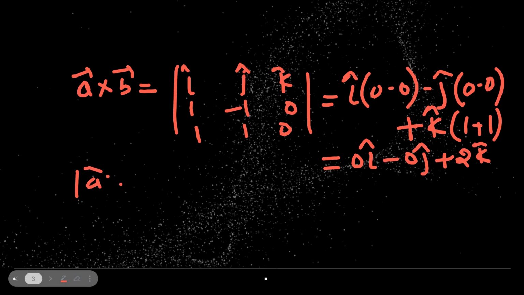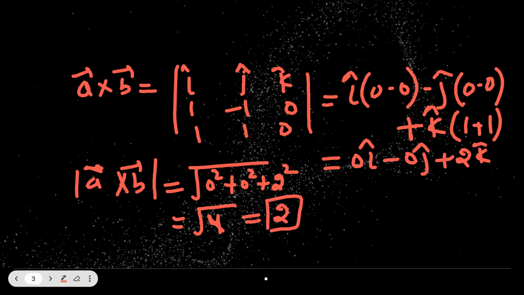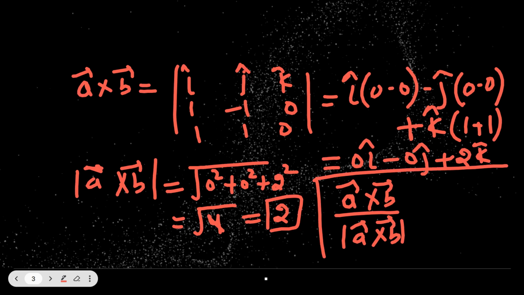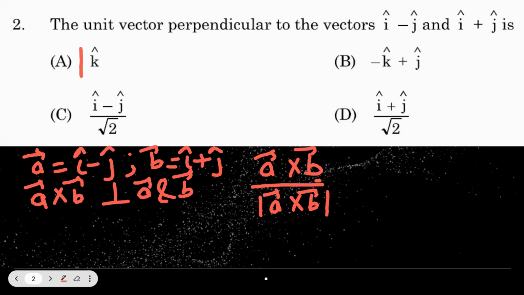Now the magnitude of vector A cross vector B is equal to root of 0 square plus 0 square plus 2 square, which is equal to root of 4, that is equal to 2. Putting everything here in vector A cross vector B upon magnitude of vector A cross vector B, you get 2 k cap upon 2, cancels 2, you are left with k cap. So k cap is the right answer. Let's see the options, yes, option A is the correct answer.